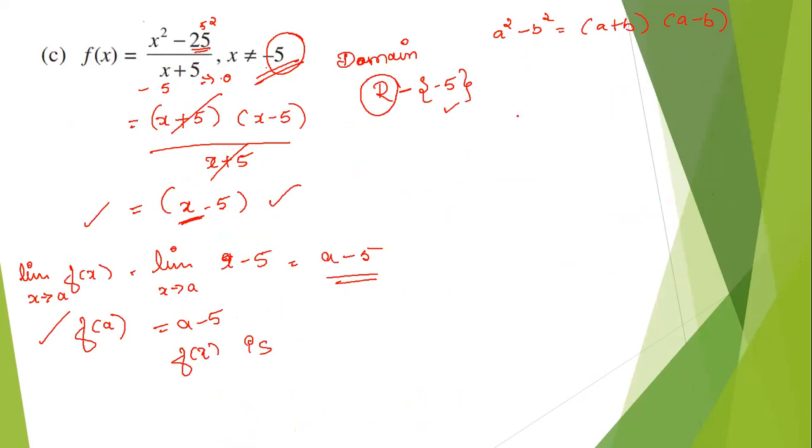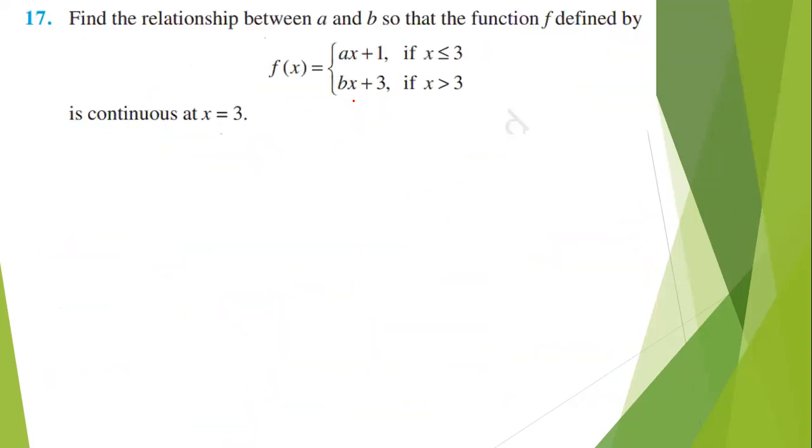Yeah. So our function is continuous. Next one. This is the 17th question from the exercise. Find the relationship between a and b so that the function f defined is continuous at x equal to 3. So here the function is already mentioned as continuous. We need to find for what values of a and b this function will be continuous.